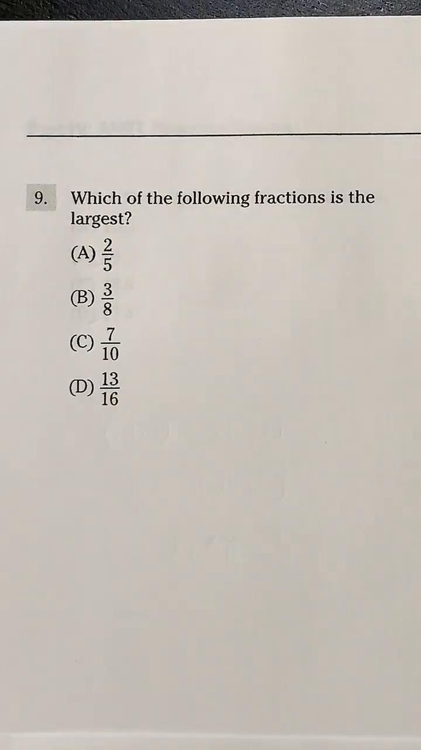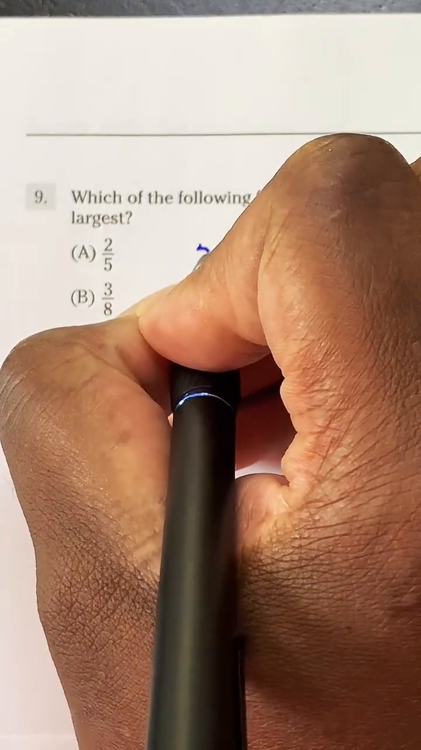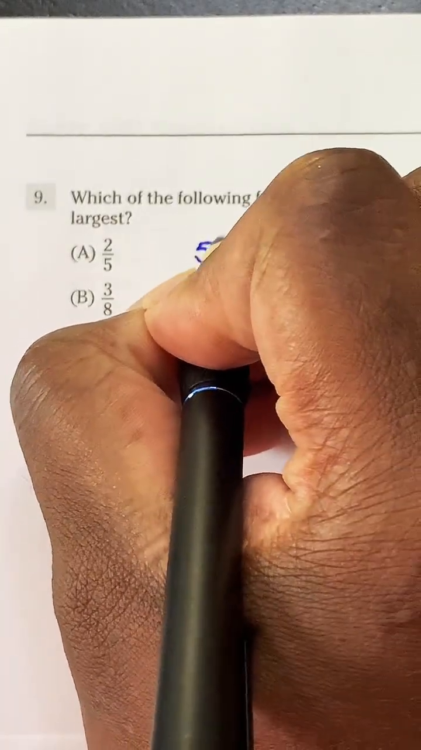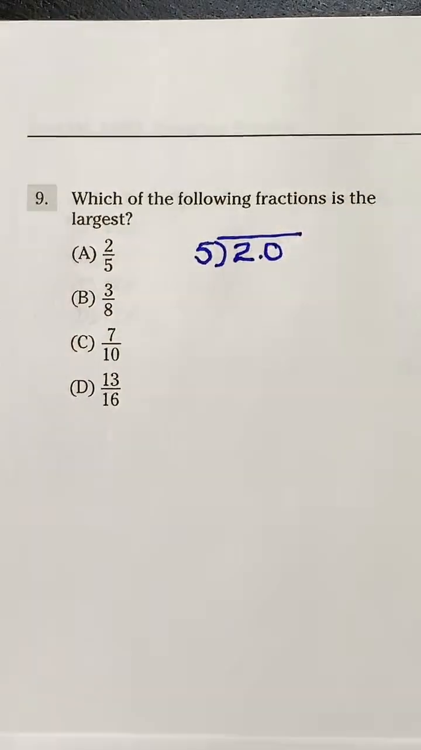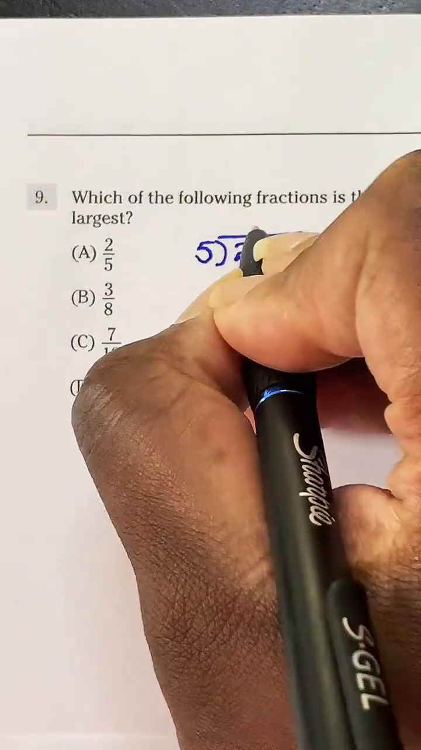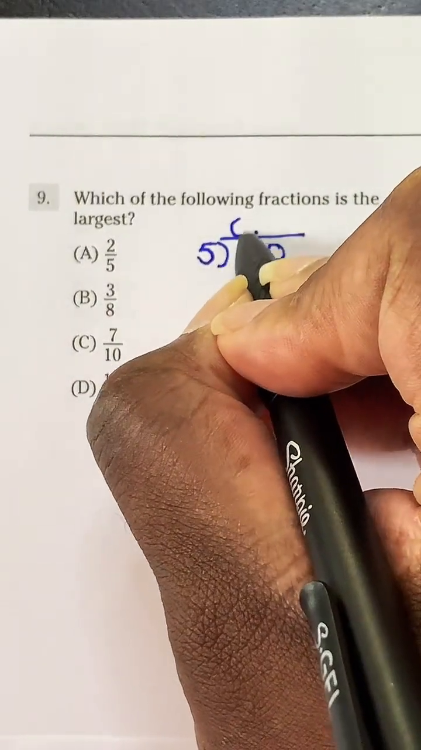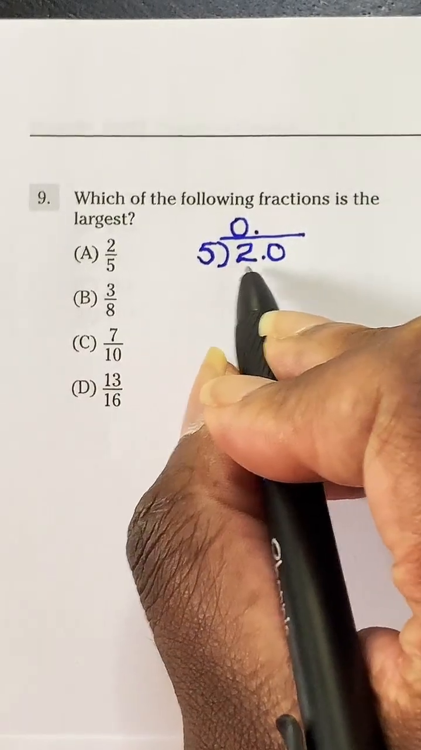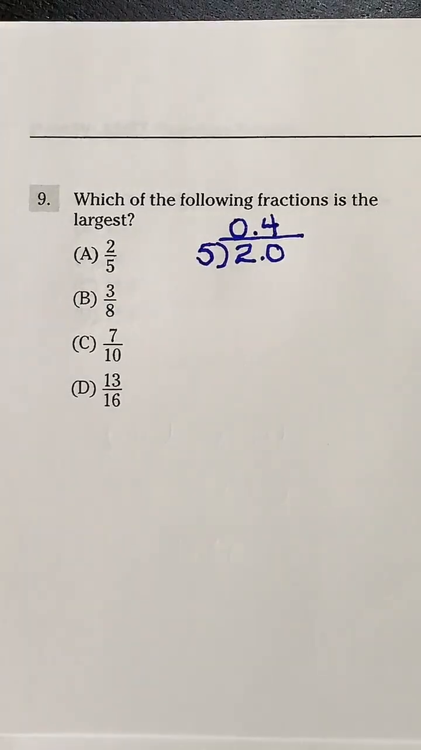So let's take a look. If you're doing division, that's basically what's happening here. Your 2 comes down here, and then you add your point and your 0. Now, how many 5's can go into 2? That would be 0. How many 5's can go into 20? That would be 4. So you got 0.4 for that first one.